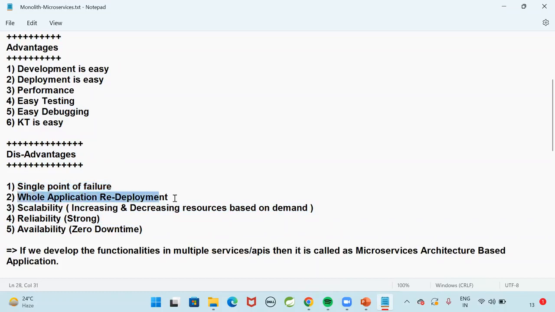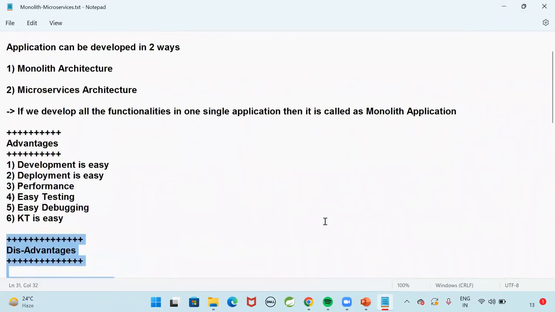But the disadvantages: single point of failure will be available. Whole application should be redeployed. Scalability of the application is difficult. Reliability of the application will be difficult. Availability, zero downtime: 24 by 7, my application should be up and running. That is called availability, zero downtime. These all are the drawbacks when we go for monolith architecture.